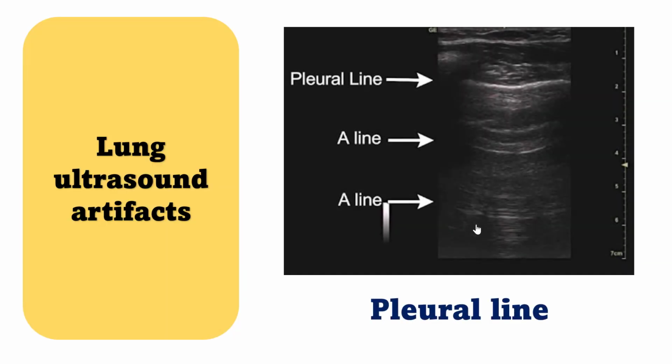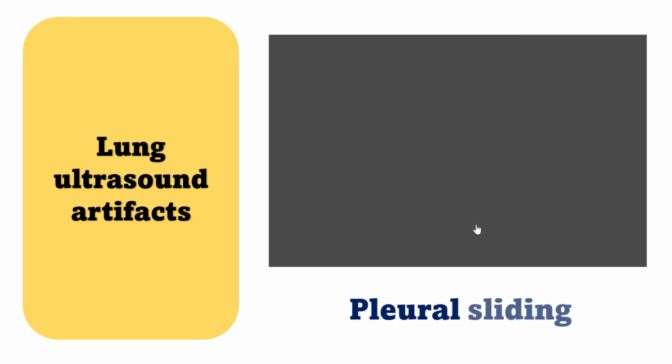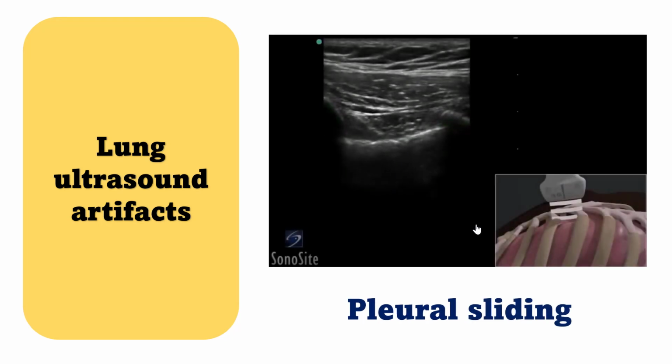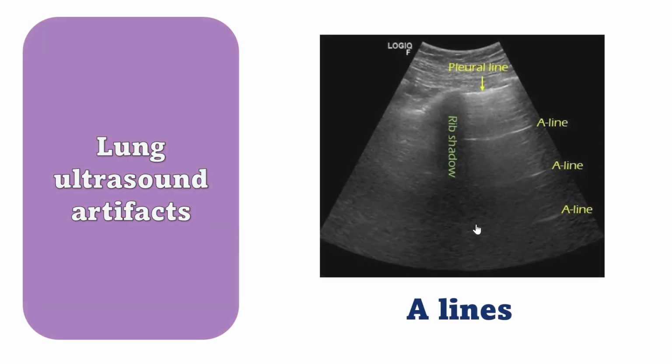Now we will talk about the lung ultrasound artifacts. Here you see the pleural lining, indicating the presence of the visceral and parietal pleura. This is the skin, subcutaneous tissue, intercostal muscles, and the pleural lining. Dynamically on examination, you can see this sliding with movement, indicating the movement of the parietal pleura over the visceral pleura. This indicates a normal pattern.